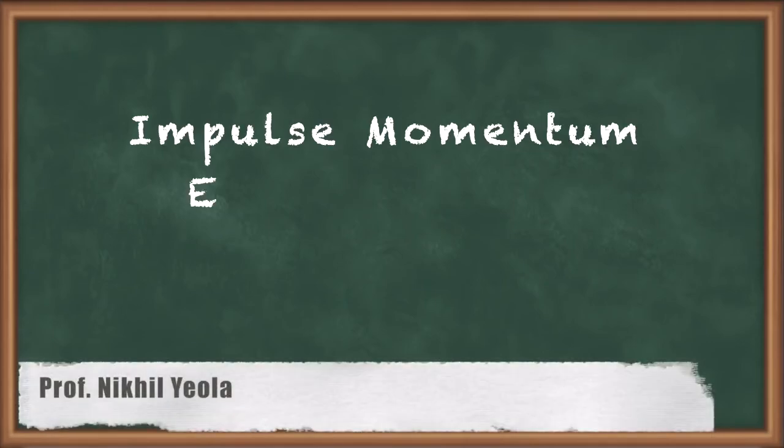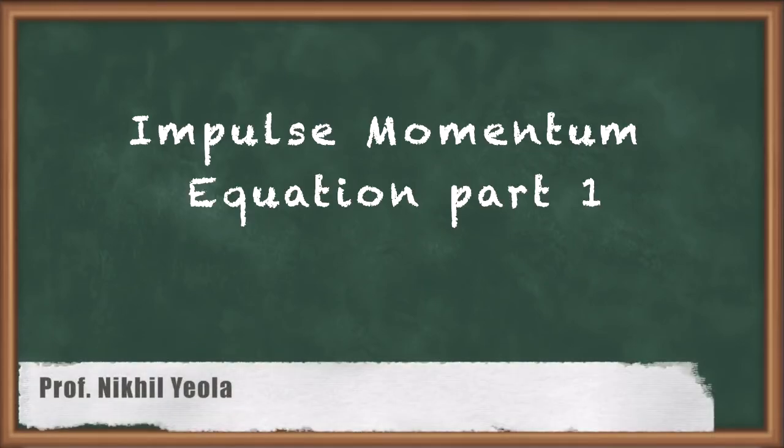Hello friends, in the previous video we already went through two equations. The first one is Newton's second law of motion, and the second one is the impulse momentum equation, which is derived from Newton's second law of motion. In the previous video we learned the impulse momentum equation for a finite period of time. In this video we will discuss the impulse momentum equation for a not finite period of time.